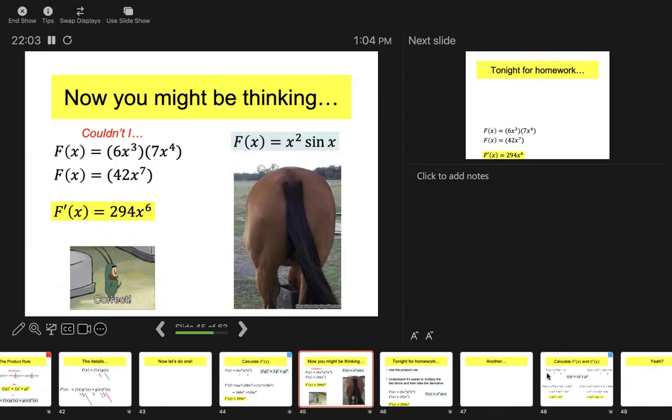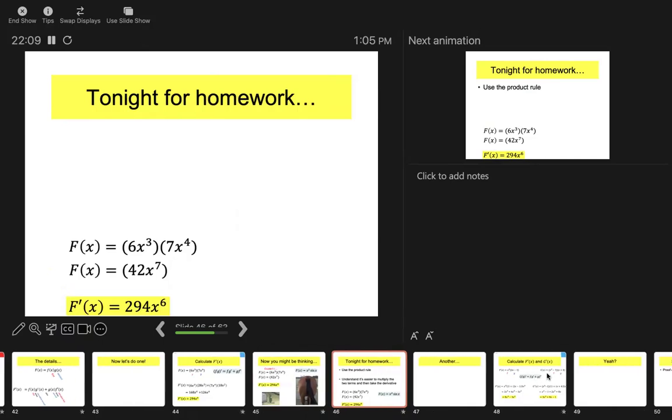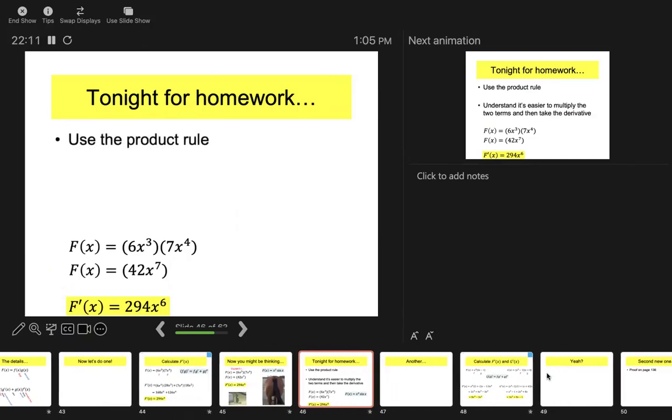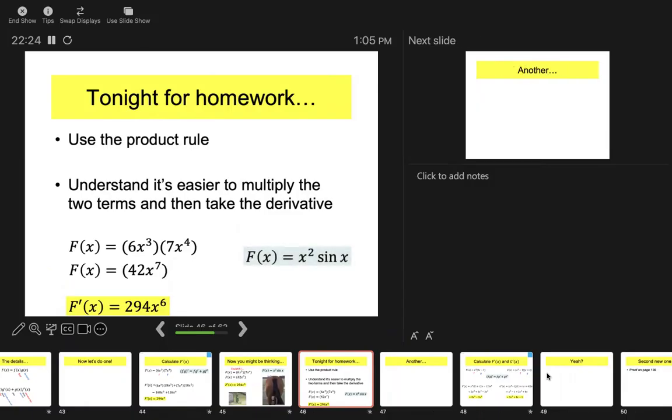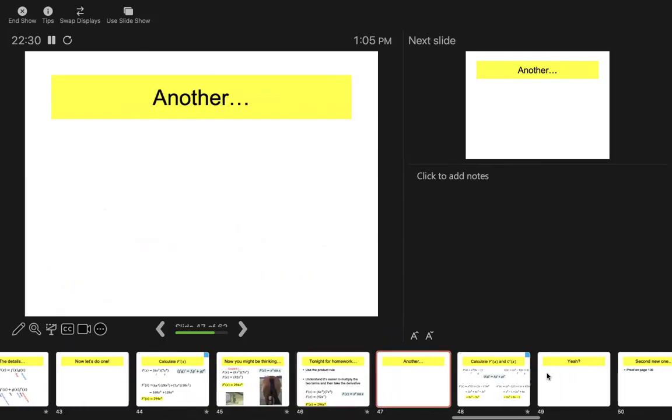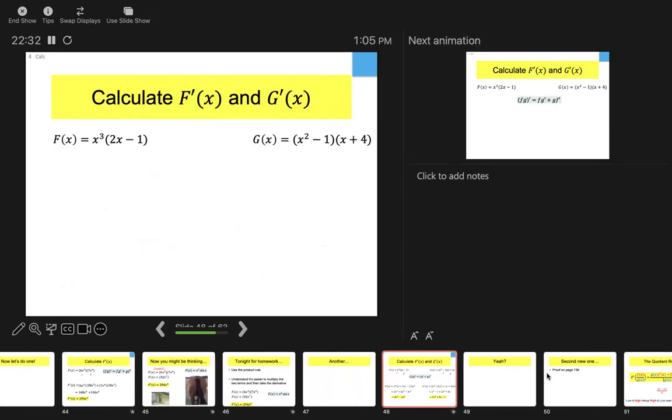Okay. Clearly, you can multiply these together, get the same answer, and that's how you should do it after today. So tonight for homework, use the product rule. Understand that it is easier to multiply the two terms together and then take the derivative, and that's how we'll do it in the future, unless we can't multiply them together, like in this particular one right here. And since you don't know what the derivative of sine x is, you couldn't do one like this. And that's not one for tonight's homework. All right, do another one.